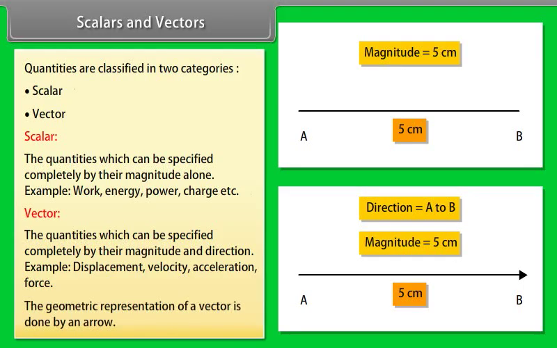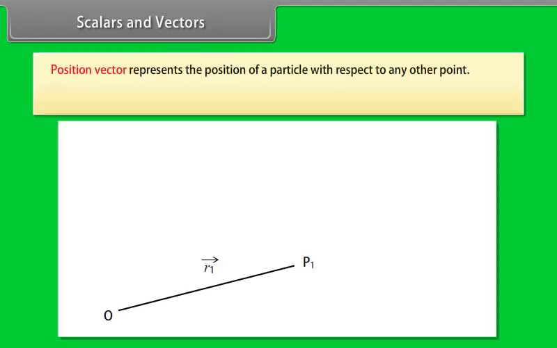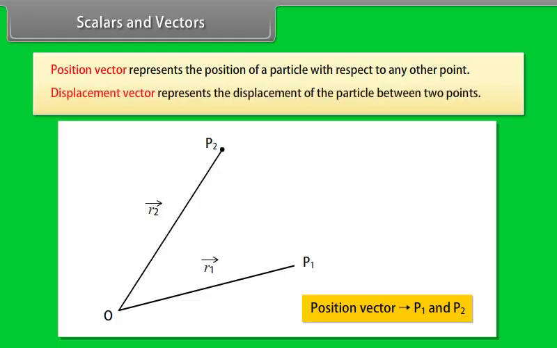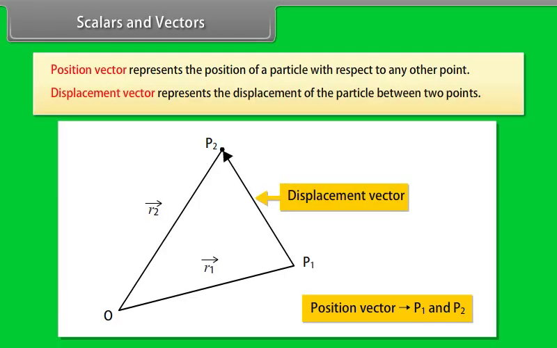The geometric representation of a vector is done by an arrow. Position vector represents the position of a particle with respect to any other point. Displacement vector represents the displacement of the particle between 2 points.